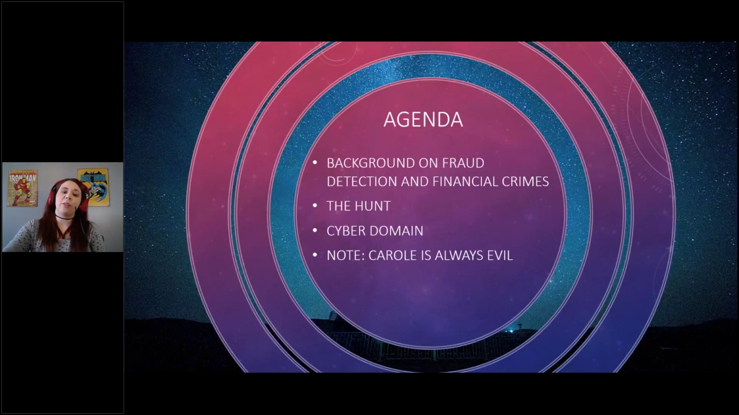So just to go over the agenda, I'm going to give a little bit more background on financial crimes and fraud detection, and then we're going to talk about a hunting story. And then I'm going to apply some of the methodologies to the cyber domain. And just to note, if I talk about Carol, I have assigned the adversary in my story. Her name will be Carol, but is a hypothetical name. It is not the actual name of the individual.